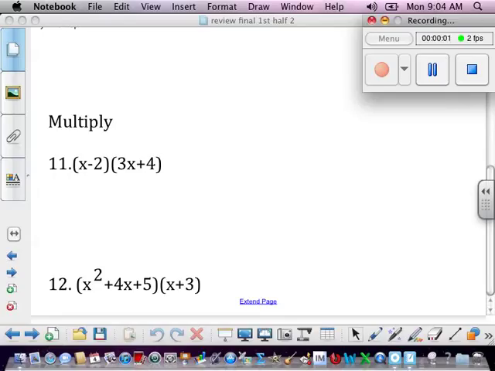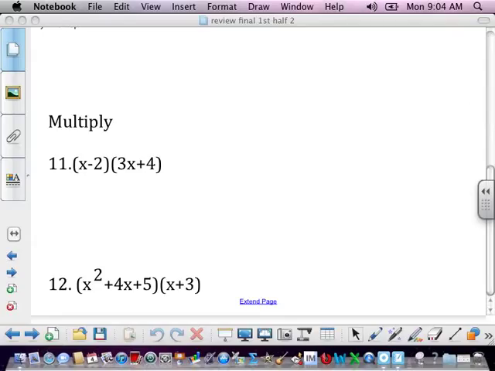All right, ladies and gentlemen, we are looking at 11 through 22 in your review packet for your final. I just want to remind people that they can have a formula sheet and a step sheet. It can't have any examples on it, but you can use it for the final exam. You must get it signed by the end of the day tomorrow if you want to use it on your exam.